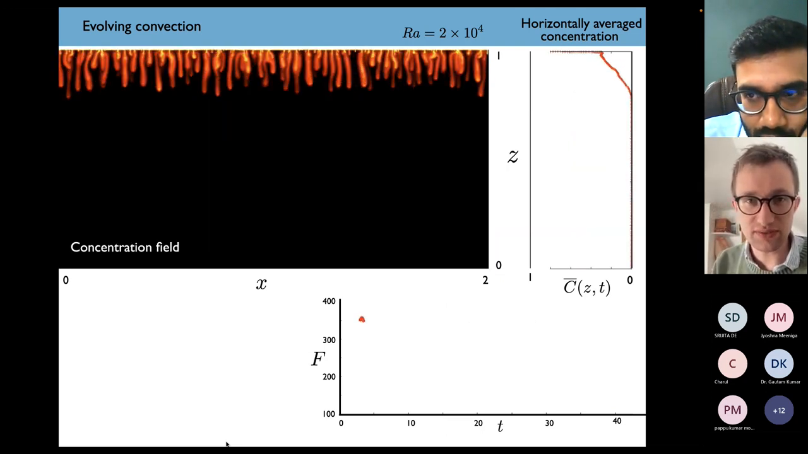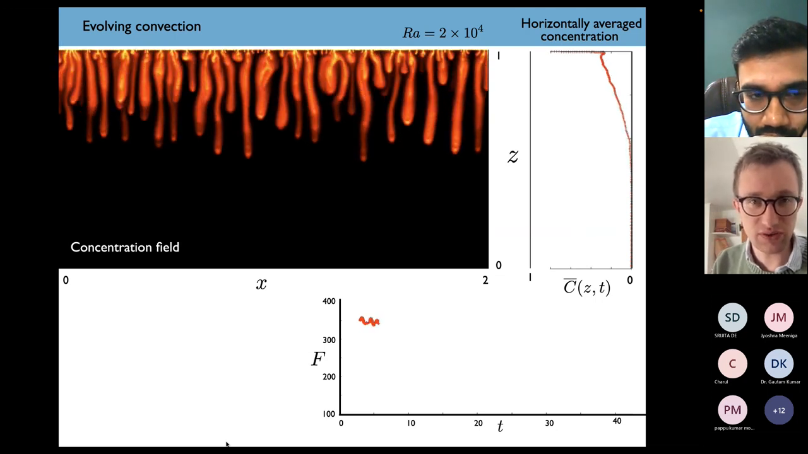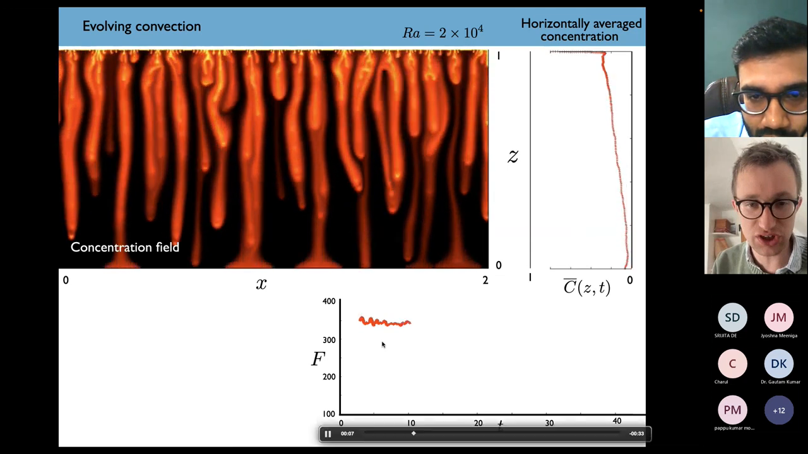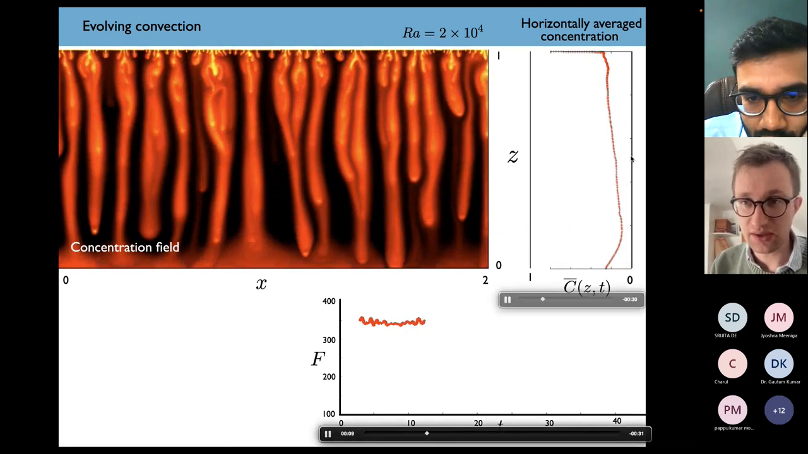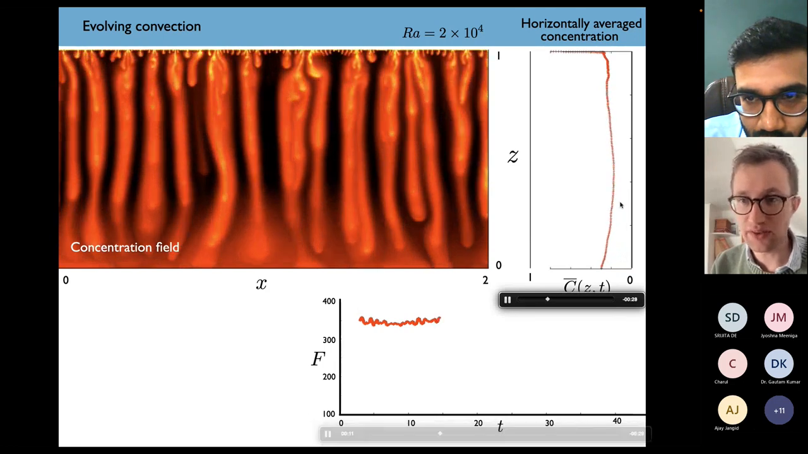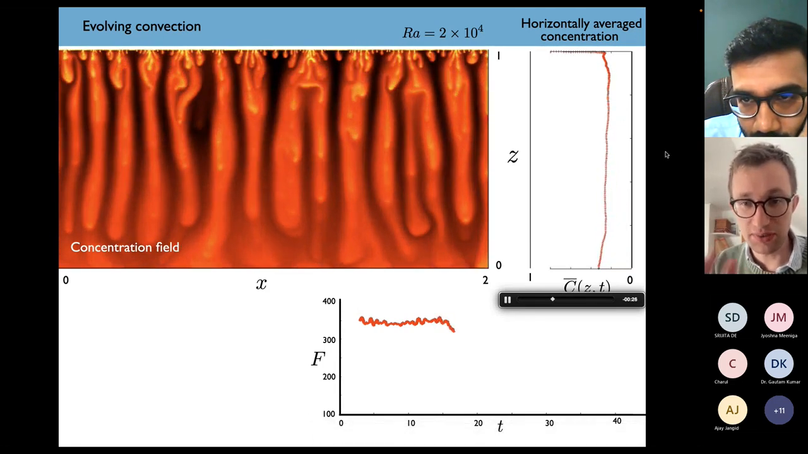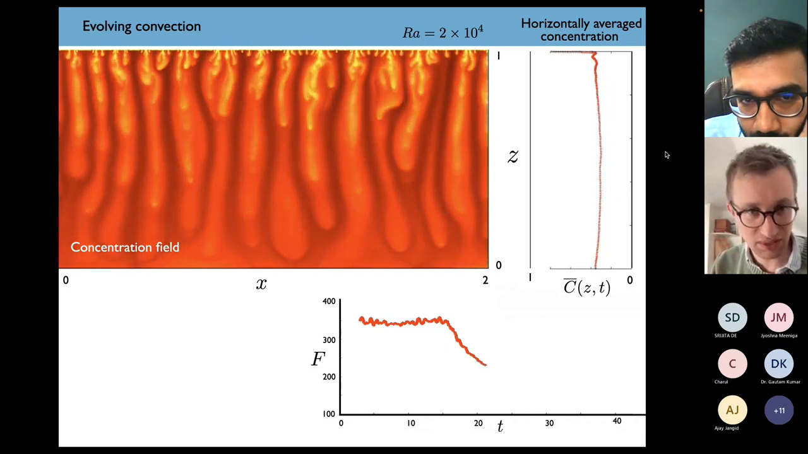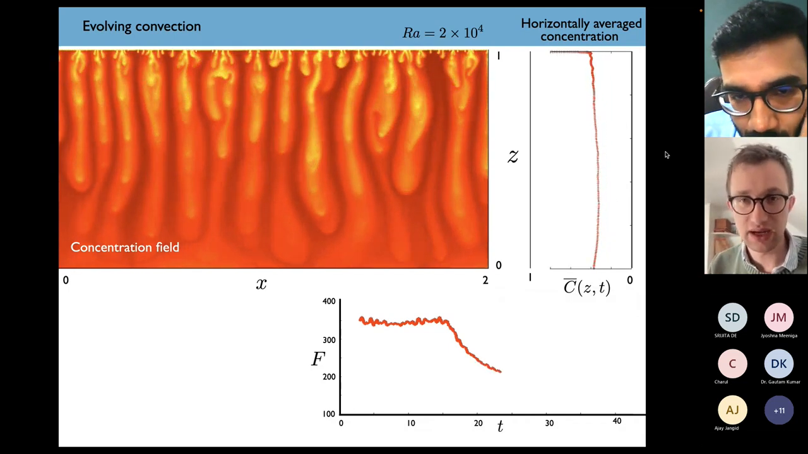Let me just show you that again, so you've got the idea of how this thing evolves. So the fingers fall at this point. The flux is oscillating around a roughly constant value, and there's this kind of wedge shape of C bar, the horizontally averaged concentration. But at some point about here, the whole thing starts to realize that it's filling up the domain with dense fluid.